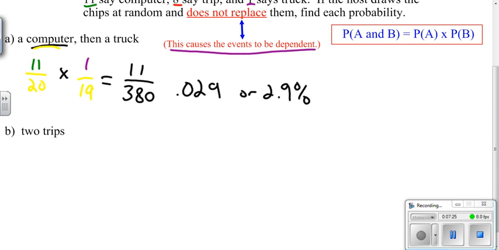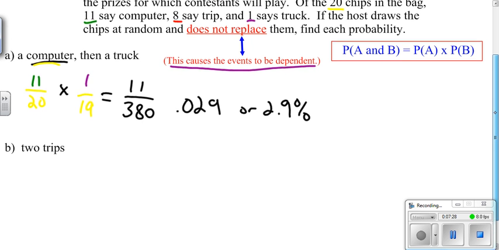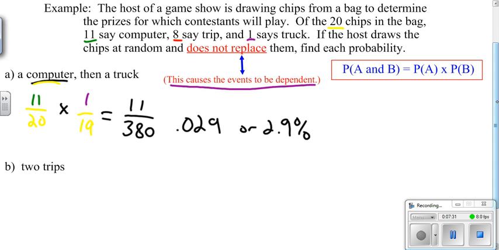Let's say we wanted 2 of them to say trip. So he draws 2 and they both say trip. Our first one that we draw, there are going to be 8 chances for it to say trip, because there are 8 chips that say trip on them, and there are 20 total. So it would be 8 out of 20. In our second draw out of the bag, there are now only 7 left that say trip, because we've already drawn one, remember? That's what we were hoping for. And there are no longer 20, there are only 19 again.